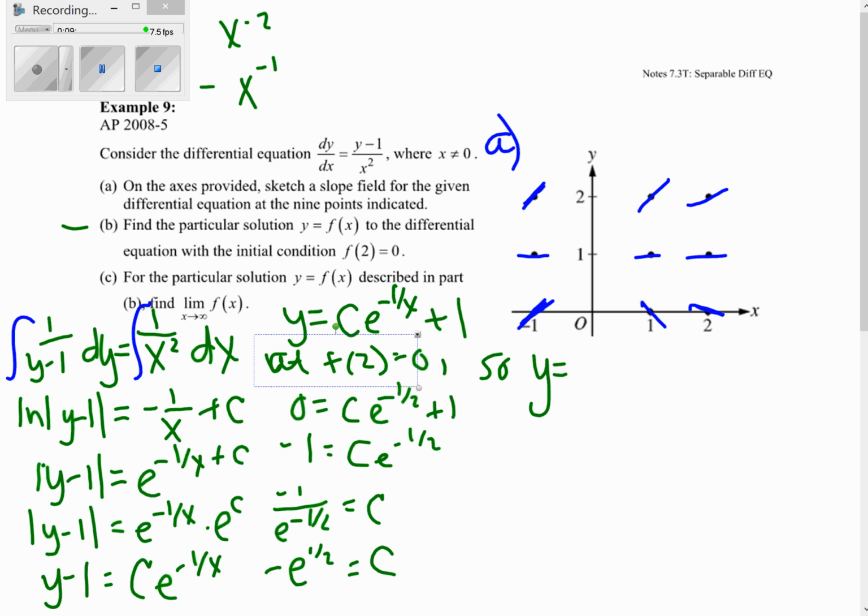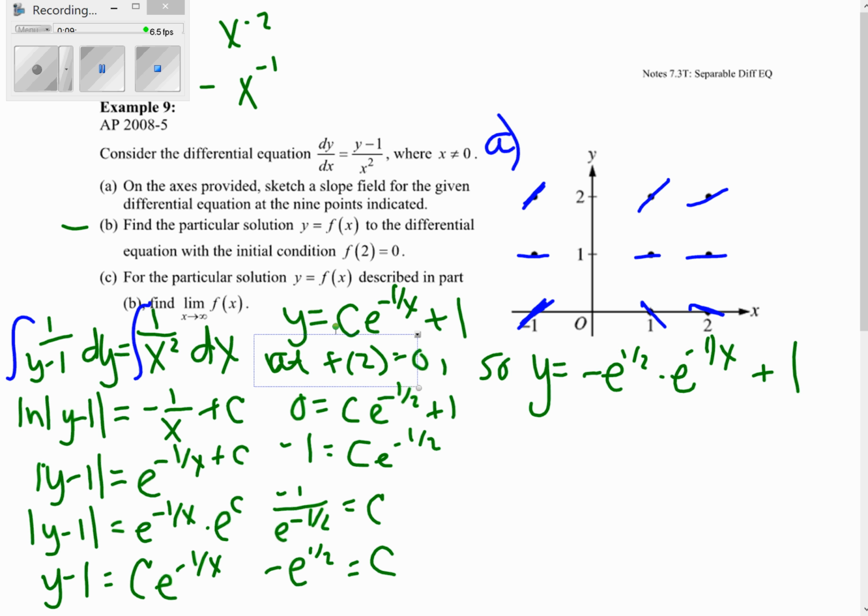So y equals negative e to the 1/2 times e to the negative 1 over x plus 1. Now, since those e's are being multiplied, you can combine the exponents if you'd like, but I'm not going to mess with it. It's an open-ended problem. I don't want to have to worry about that.